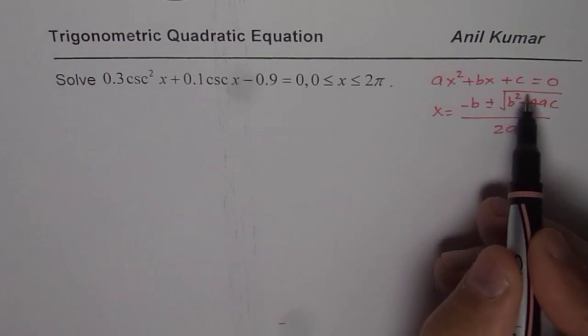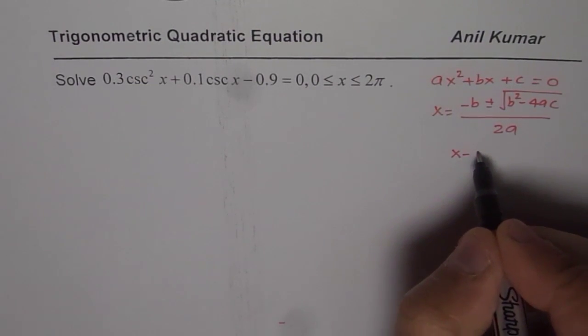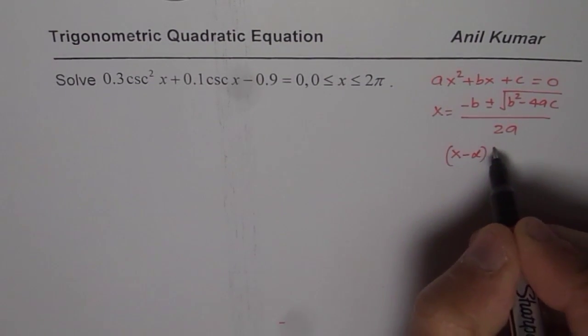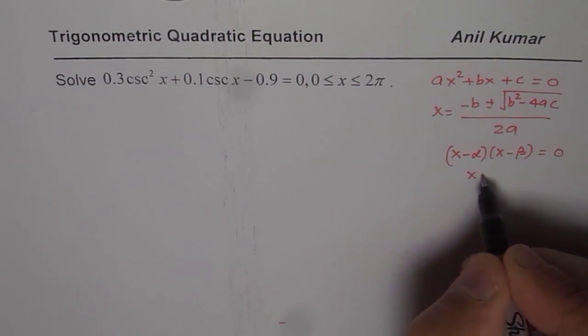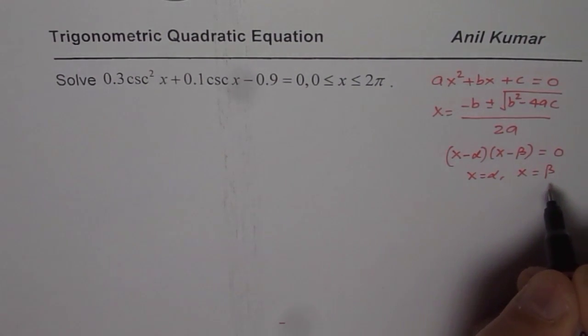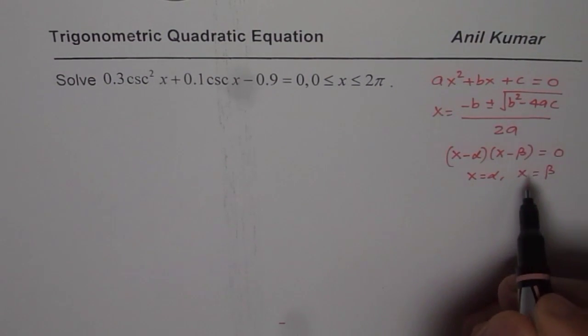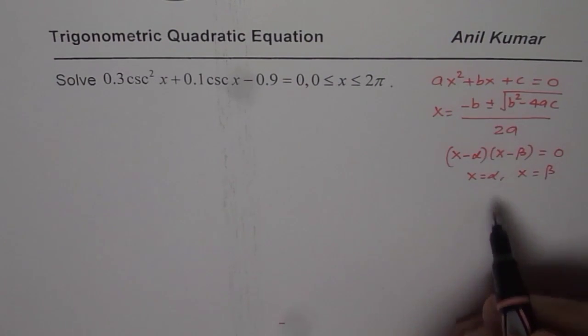You can also solve a trigonometric equation by factoring, right? So if you could factor, like let's say (x minus alpha) times (x minus beta) equals 0, then x equals alpha and x equals beta could be the solution of the equation. So whenever you are given a quadratic form of a trigonometric equation, you can solve it by these two techniques.